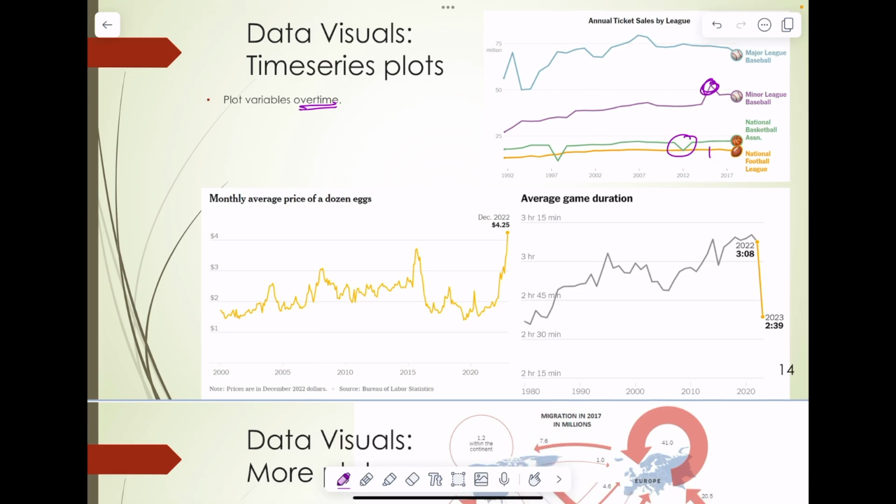Monthly prices for a dozen eggs. We have this pattern here.